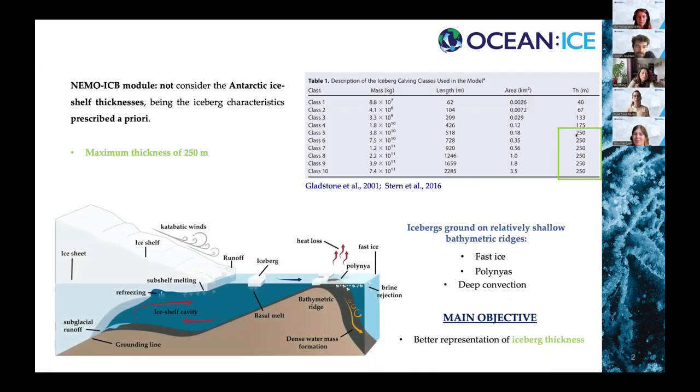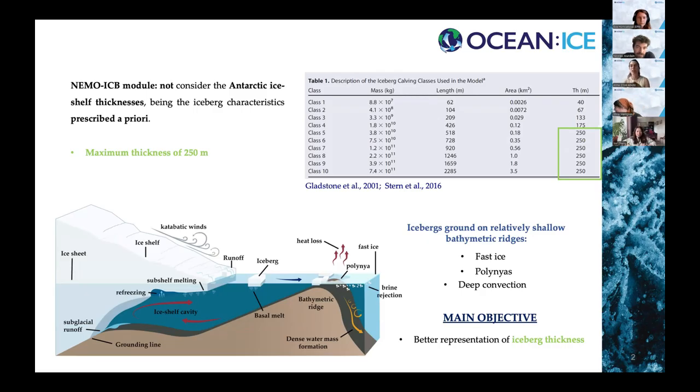But why is it so important to represent these iceberg thicknesses accurately in our simulations? The answer is that icebergs can ground on relatively shallow bathymetric ridges, promoting the formation of fast ice, as you can see in the scheme. It also promotes the formation of polynyas, which correspond to these holes in the sea ice where the dense water mass formation occurs. And finally, the freshwater release when these icebergs are grounded on shallow bathymetric ridges stratifies the water column, reducing the deep convection.